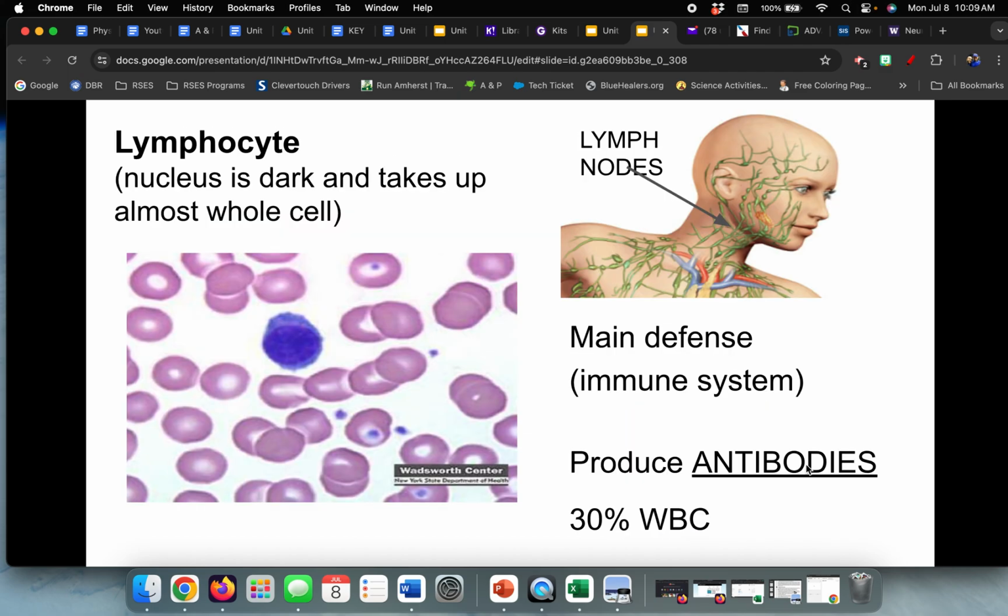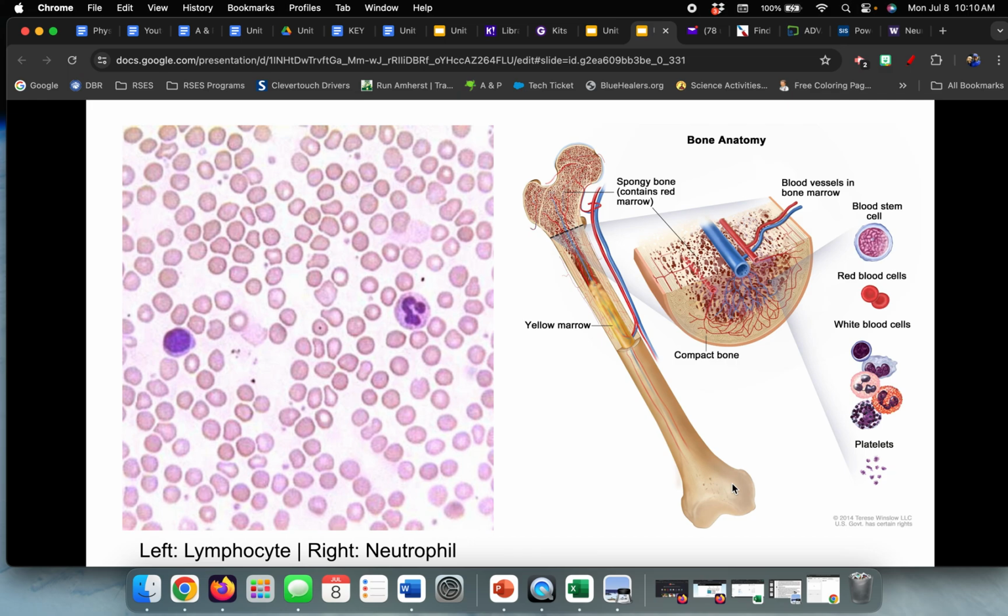Our lymphocytes: the nucleus is dark and takes up pretty much the whole cell. And this is the big job. This is the main defense of our immune system. These are what produce antibodies. About 30% of the WBC, the white blood cells, are lymphocytes, and these are the most active, and they're going to fight most of our diseases. Obviously not the parasites we've talked about, but day-to-day things, like common colds, that sort of thing.